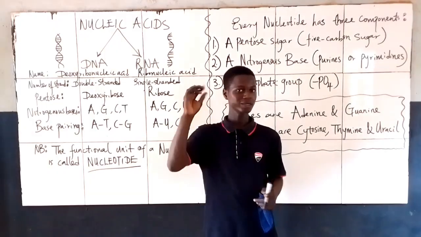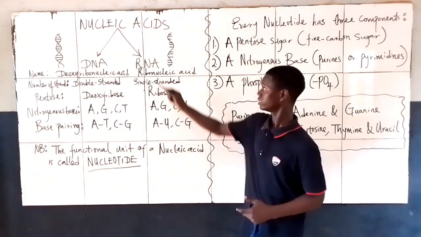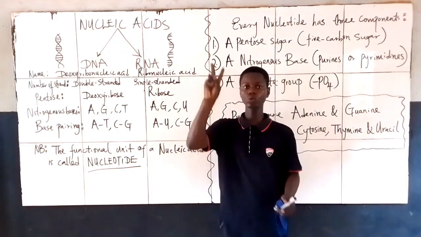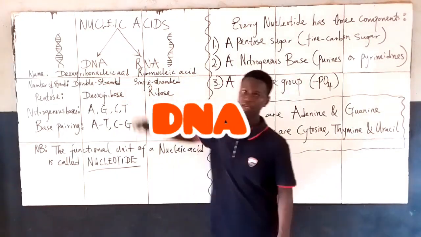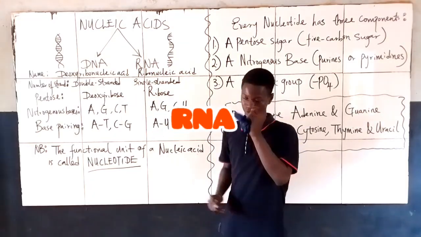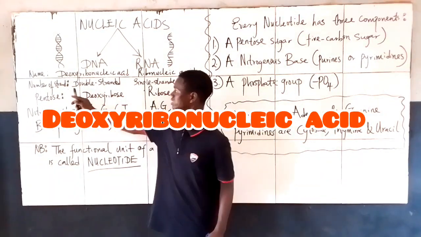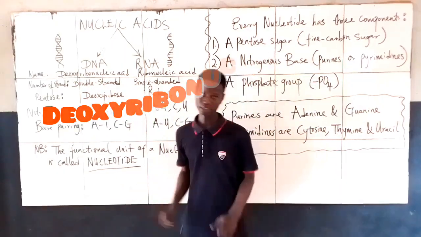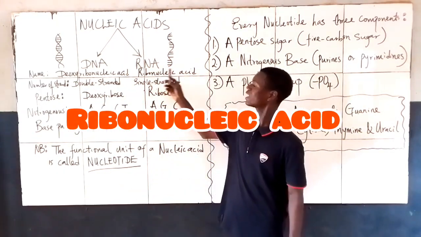on the topic nucleic acid. So without wasting time, let's get started. Now for nucleic acid, there are two basic types of nucleic acid. You have the DNA and then you have the RNA. Now the full meaning of the word DNA is deoxyribonucleic acid, while for RNA the full meaning is ribonucleic acid.